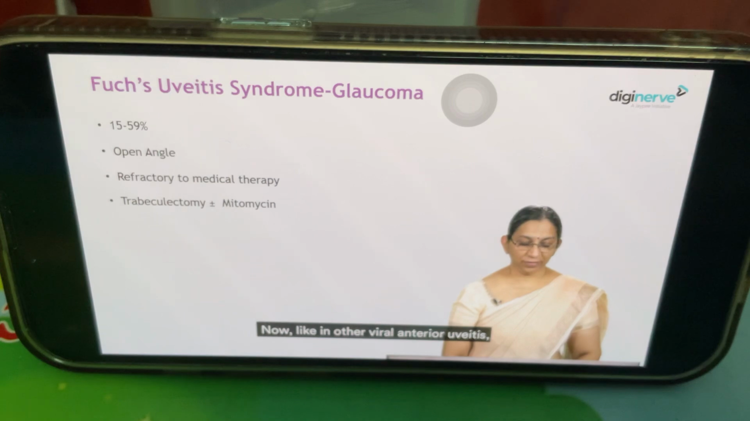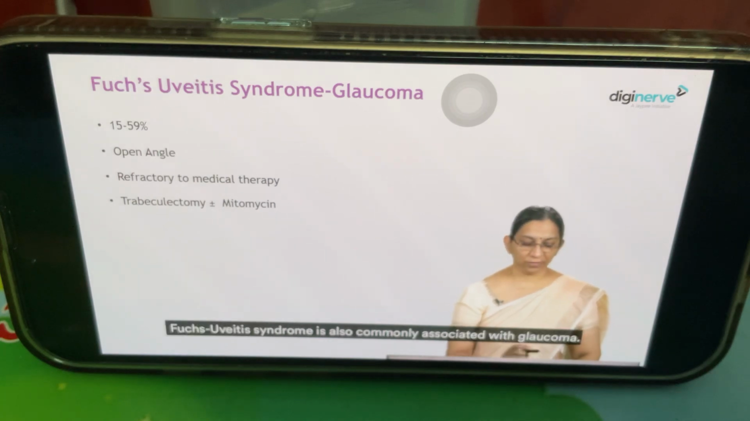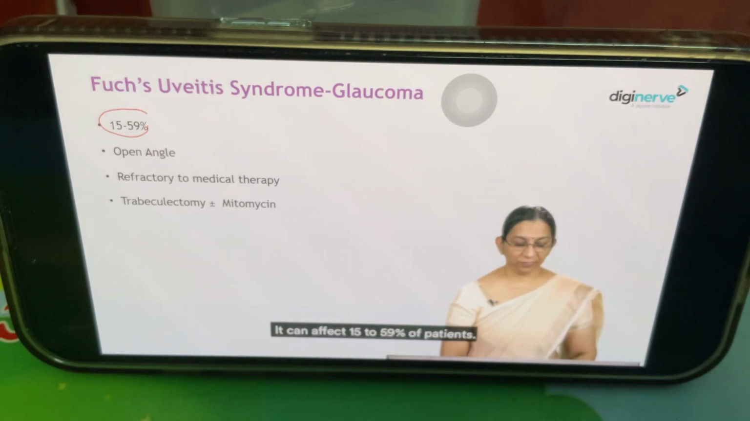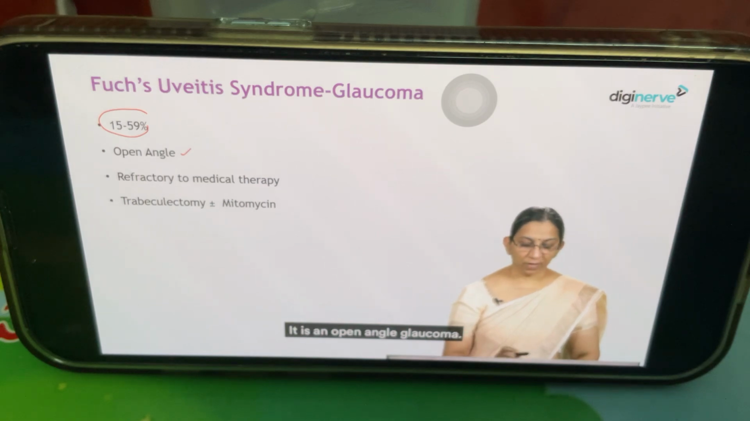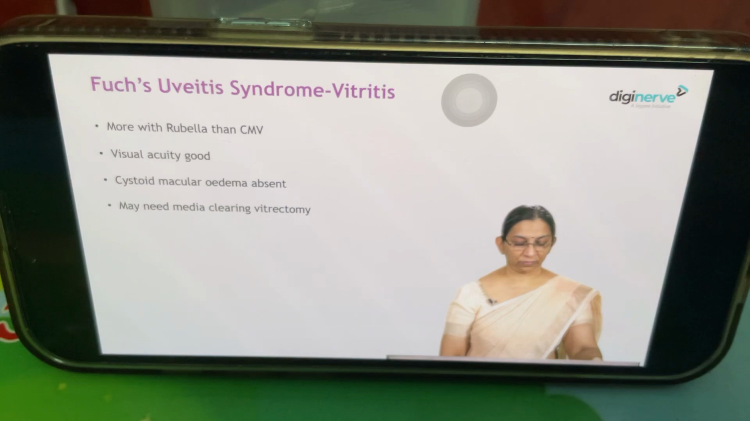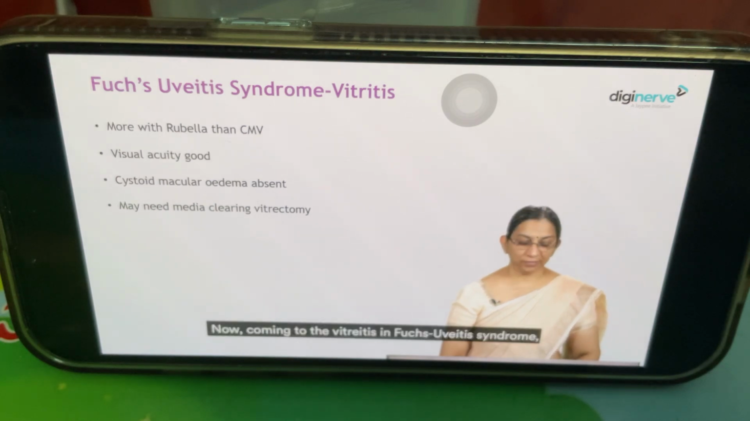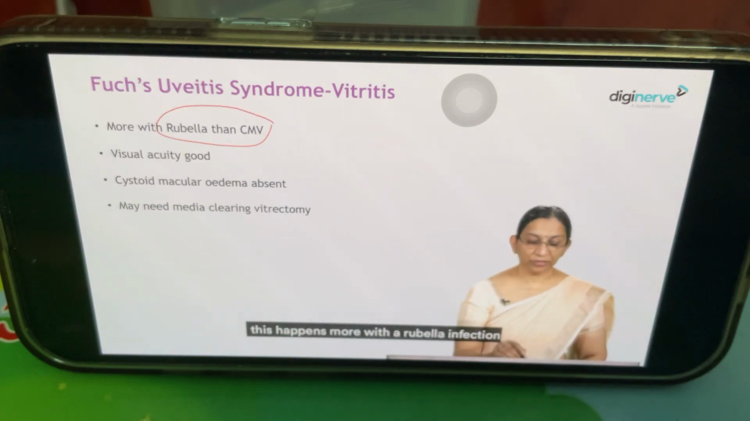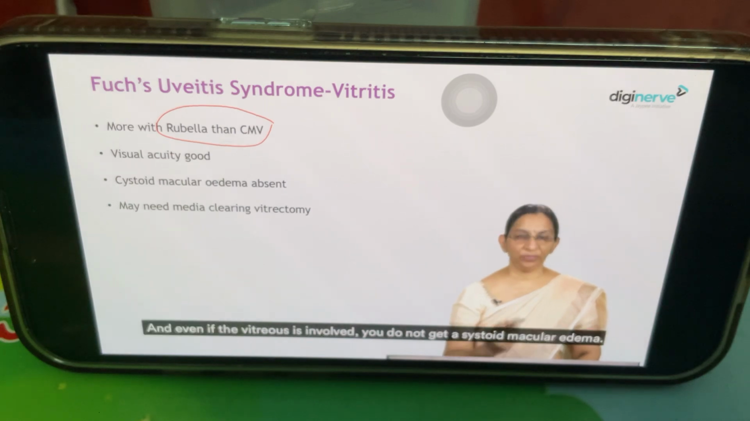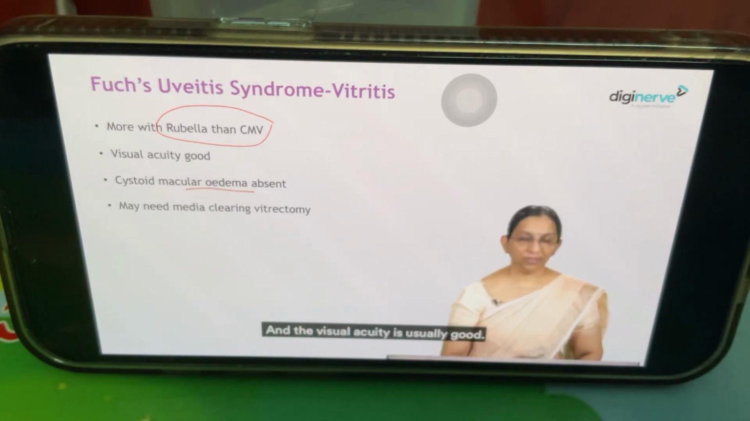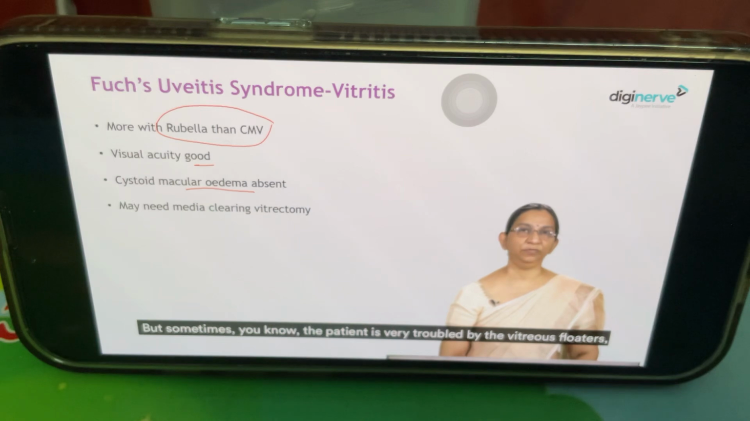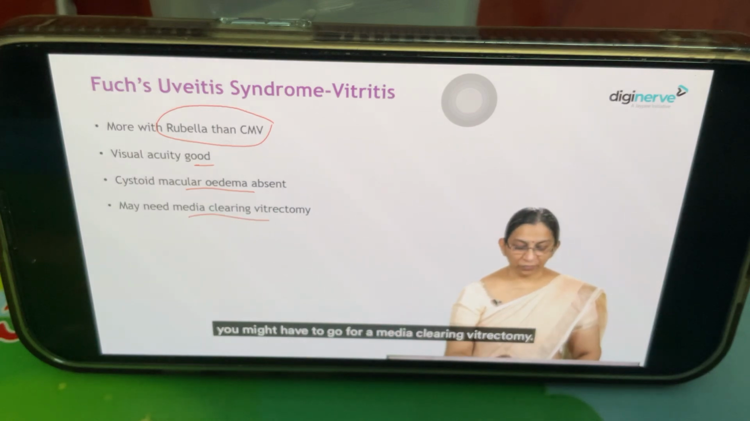Now, like in other viral anterior uveitis, Fuchs uveitis syndrome is also commonly associated with glaucoma, can affect 15 to 59% of patients. It's an open angle glaucoma and is usually refractory to medical therapy and often needs surgical intervention. Now, coming to the vitritis in Fuchs uveitis syndrome, this happens more with a rubella infection rather than a cytomegalovirus infection. And even if the vitreous is involved, you don't get a cystoid macular edema. And the visual acuity is usually good. But sometimes, the patient is very troubled by the vitreous floaters. You might have to go for a media clearing vitrectomy.